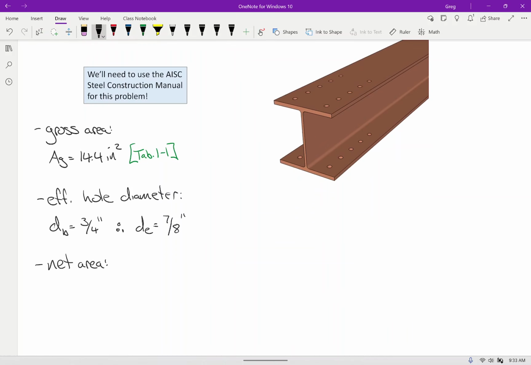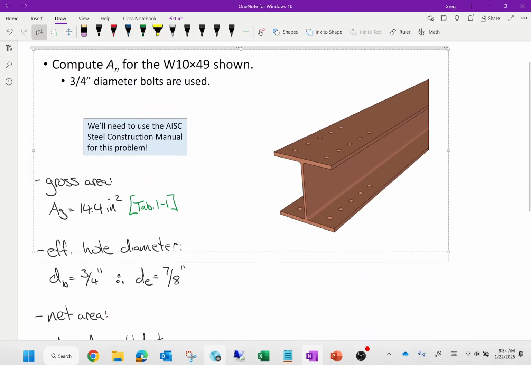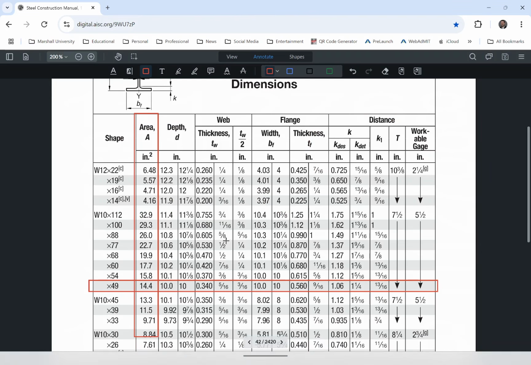So the net area is going to be the gross area minus 4 times the effective diameter, but times what? The diameter times what? The thickness of the flange, right? What is the thickness of the flange? 0.56. No fractions. We don't use the fraction terms, okay? 0.56. Okay, so this is a very easy thing to do, okay?